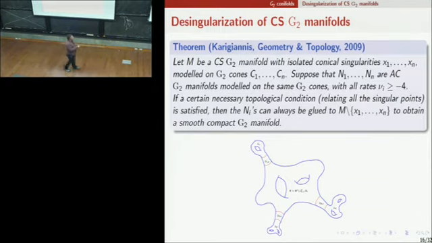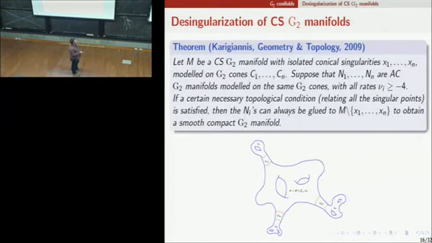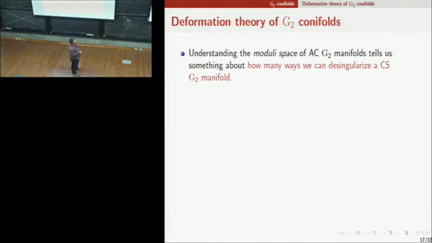Okay, so looking at this theorem tells you why you should be interested in knowing how the conically singular and the asymptotically conical things would deform. Because if you know how the asymptotically conical things deform, it tells you something about how many ways we can desingularize. How many different things can I attach at each of these points, right? If I can attach a particular asymptotically conical G2 manifold, and if there are other asymptotically conicals nearby it with the same asymptotic cone, then I can do this gluing in several ways. Right? So this tells you about how many ways it can be desingularized.